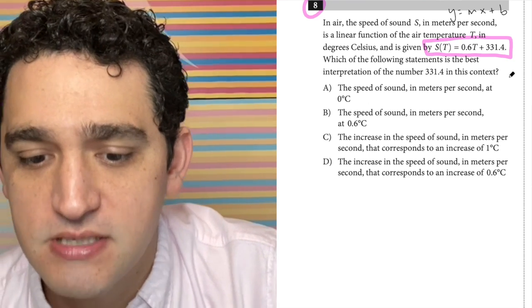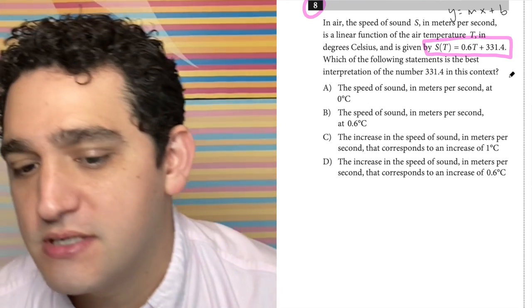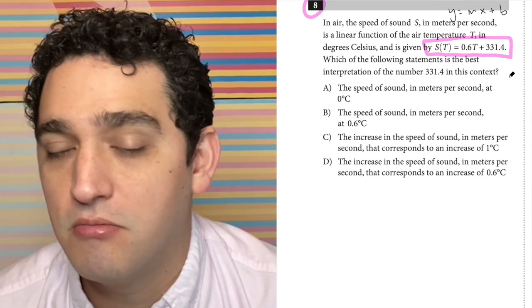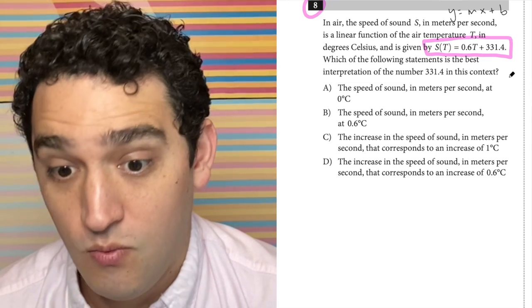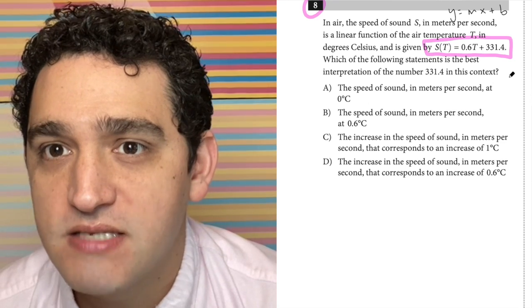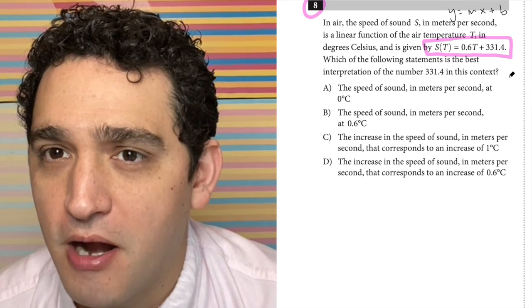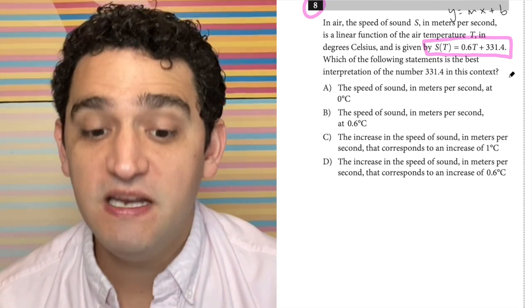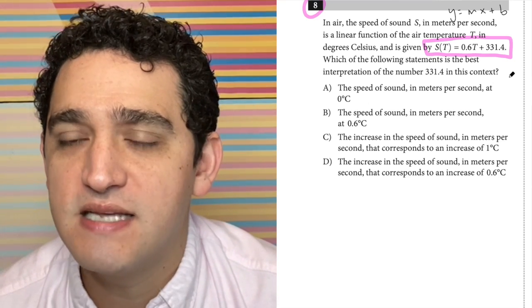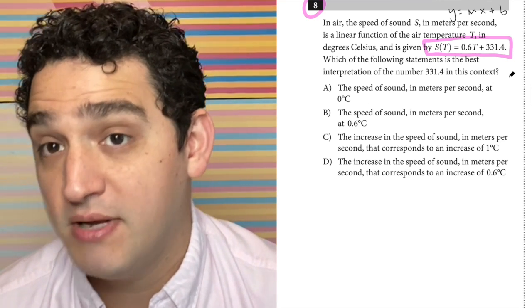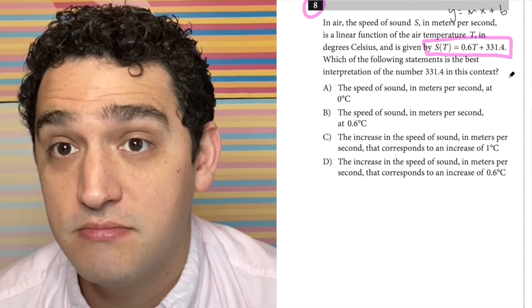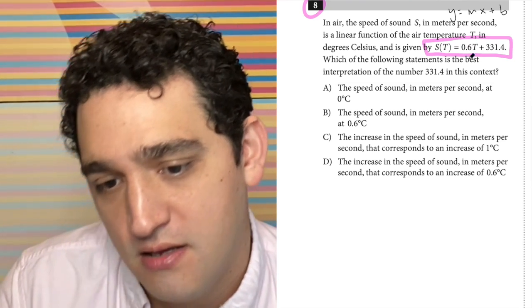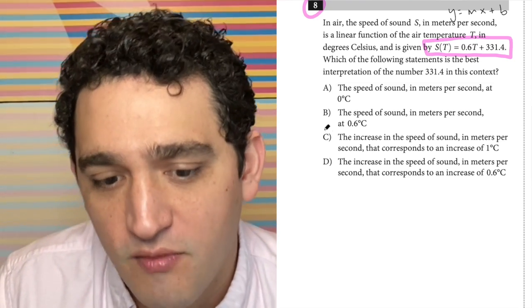Let's look at our options. The speed of sound in meters per second at 0. Well, when T is 0, that sounds like a starting point. A is probably our answer, but let's keep going. B, the speed of sound in meters per second at 0.6 degrees. 0.6 is not a starting point. 0.6 is actually the slope of this function. Irrelevant.